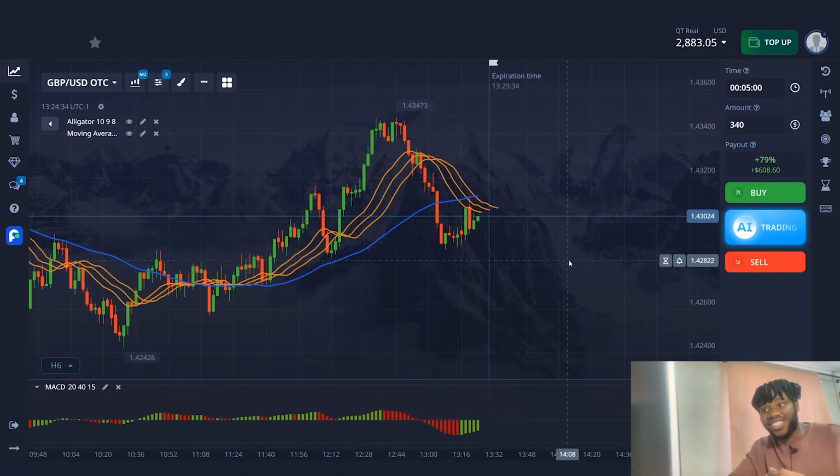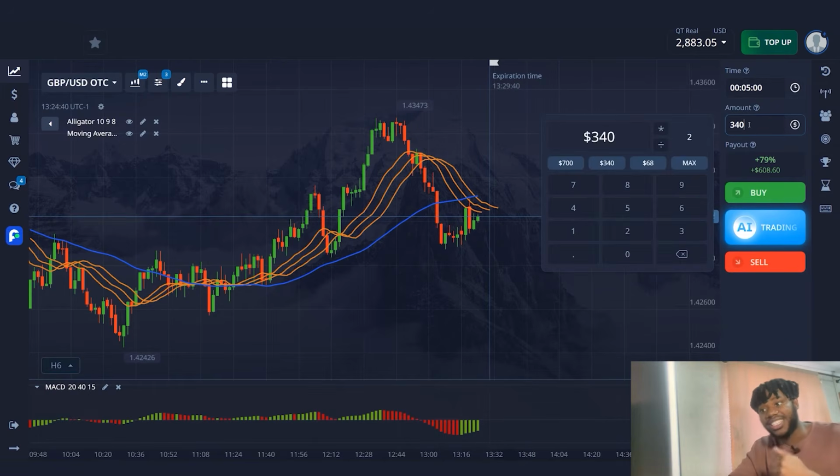An interesting chart. Let's try to make a profit from this situation, but first, let's open a trade. The trade amount is now $380. I will open a trade on the price decline.